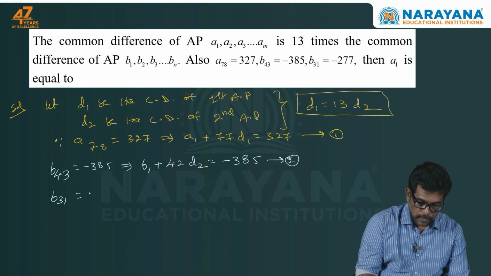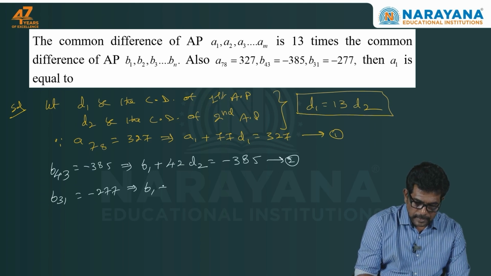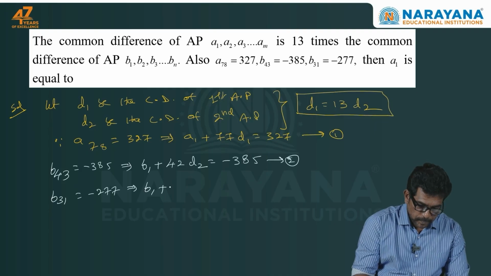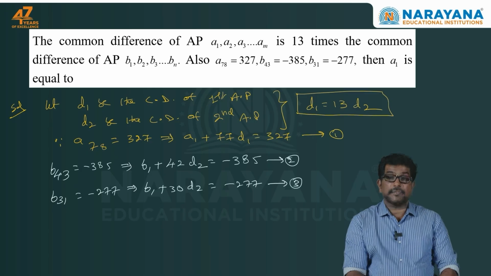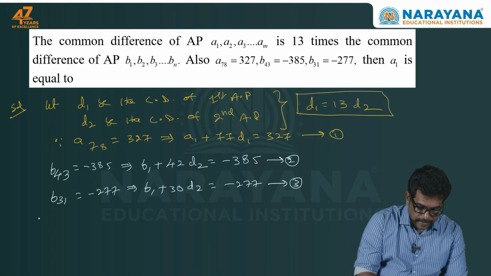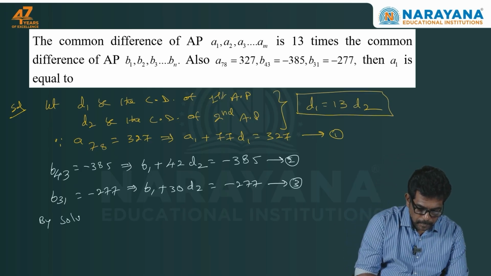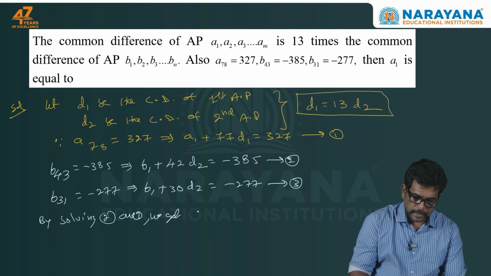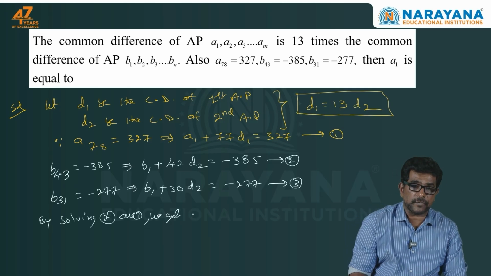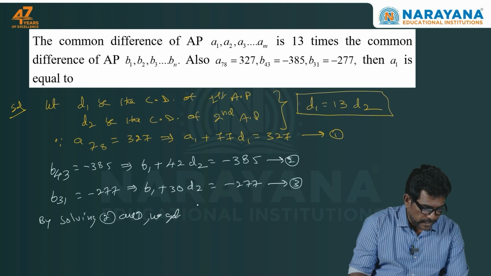B31 is equal to minus 277. B31 means B1 plus 30 D2 is equal to minus 277. Equation number 3. Now it is very clear: by solving 2 and 3, we get first D2, that is, by subtracting the two equations.